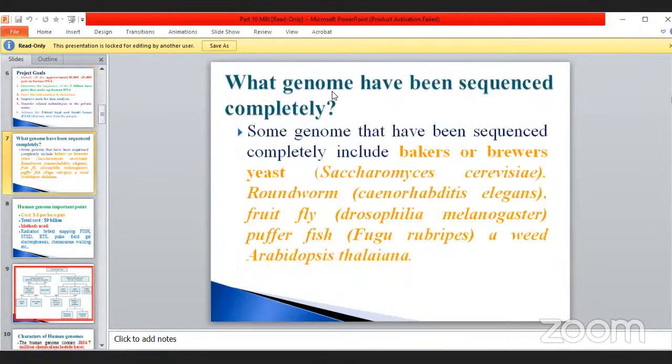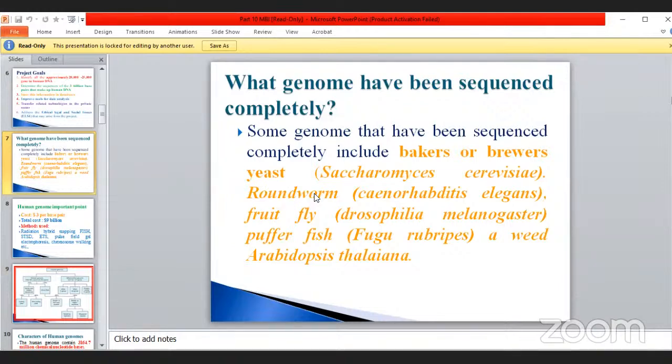What is the next one? Which genomes have been sequenced completely? It is very, very important. Some genomes that have been sequenced completely include Baker's or Brewer's yeast. Yeast also has genes, isn't it? The name is Saccharomyces cerevisiae. Okay, this is a fungus.